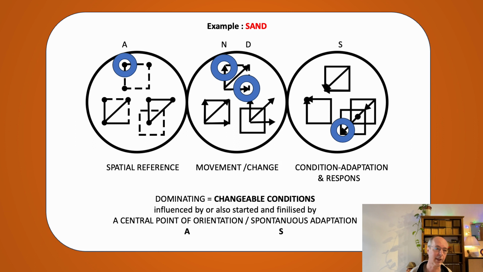What is the spatial reference? It's the central point of orientation. So we know it's just a thing as it is, a point in space. There it is. It's a reference point in space, just like that, without anything more to add. And on the other side, it's the adaptation. And the S is at the end of the cycle. It's the spontaneous adaptation to make the change, that will make the change at the end. So that's already something we can recognize in STRAND.